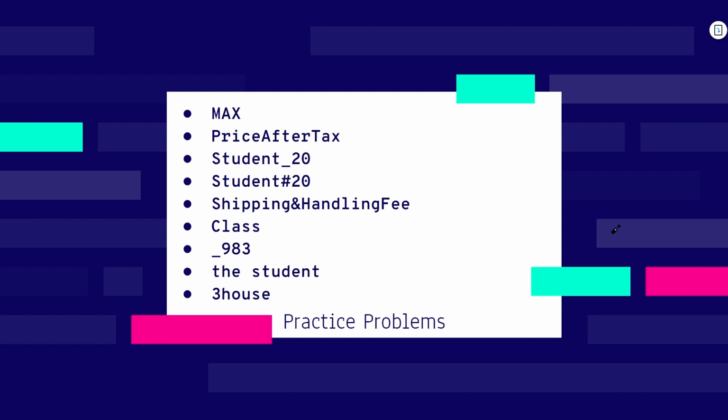Now let's see some practice problems together. I have here nine different identifiers, and try to figure out which of them are correct and which are incorrect. We're going to solve them together in a few seconds. So please pause the video and try to figure out which are correct and which are incorrect.